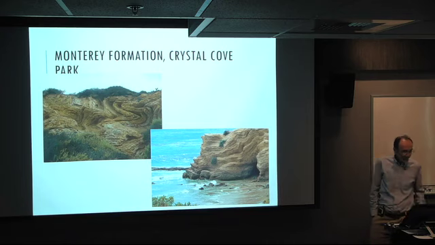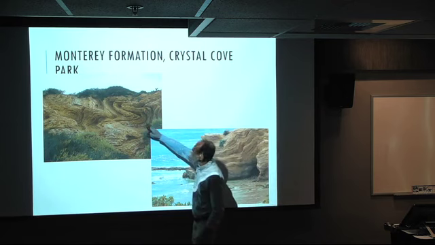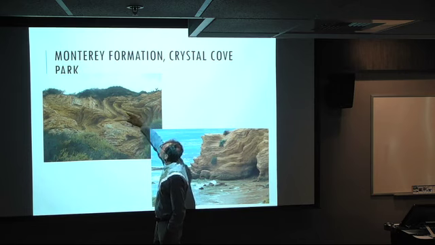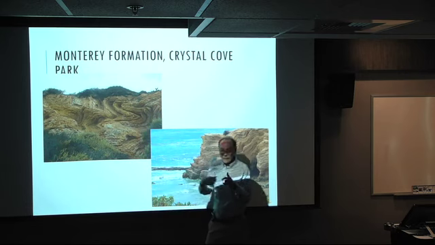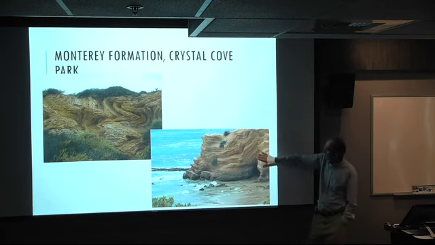Okay, this is the Monterey Formation at Crystal Cove. This is what the Monterey Formation looks like. Here it's thin-bedded mudstones mostly. Here it's been contorted by tectonic forces into tight folds. Here's some more folds like that, but this is all Monterey Formation.